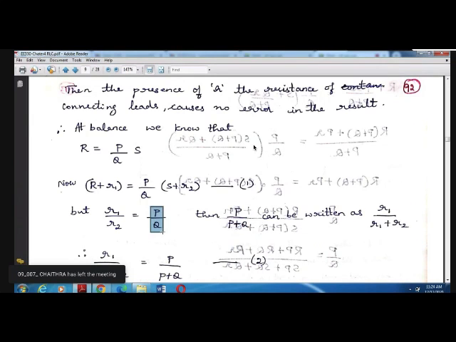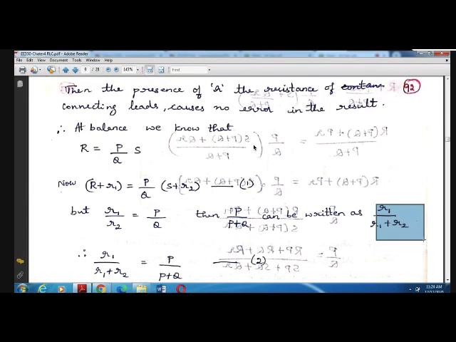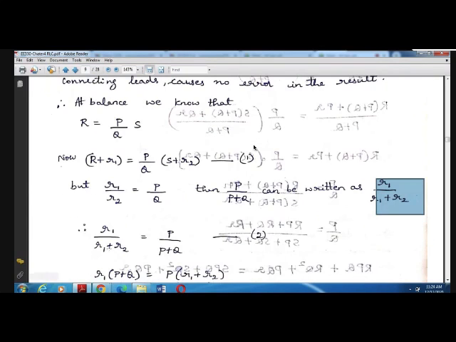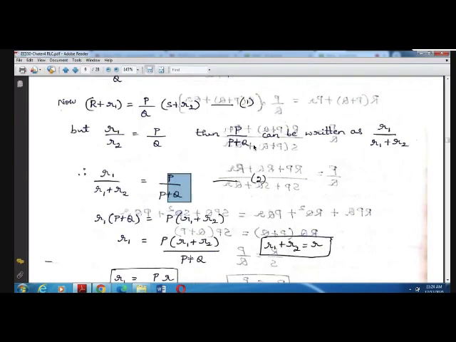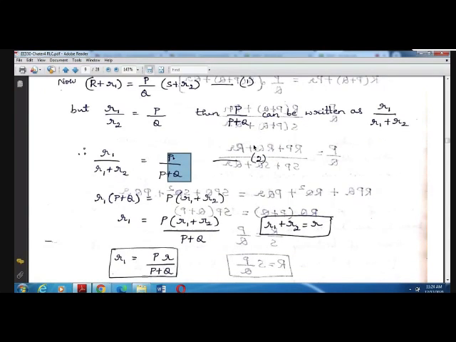If I take P by P plus Q, then this R1 by R2 can be written as R1 by R1 plus R2. Now replace this in this equation. R1 by R2 becomes R1 by R1 plus R2, and P by Q becomes P by P plus Q. Then start the simplification, which is nothing but cross multiplication. R1 plus R2 into P, and R1 into P plus Q. Cross multiply these two.